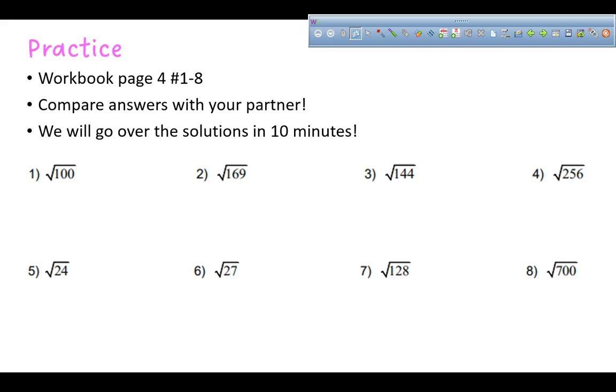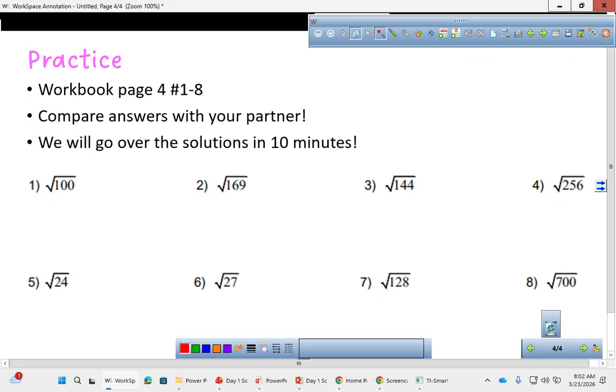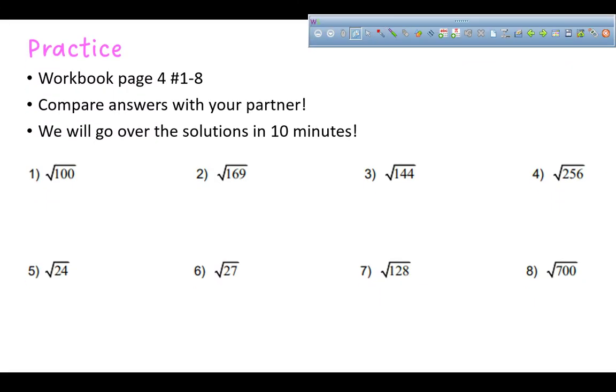You're working on this with a partner, with a group of people. It doesn't really matter, but we'll go at 8:10. We'll go over the answer. This is page 4 in your workbook.